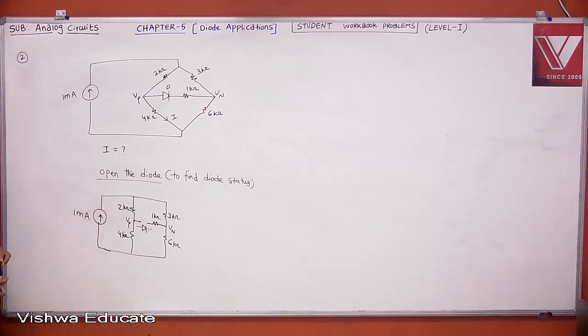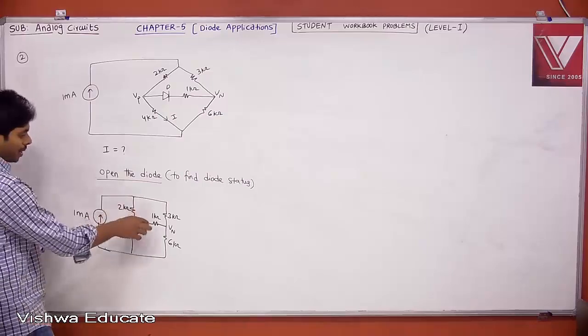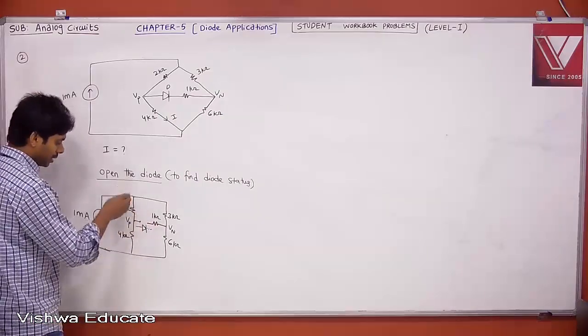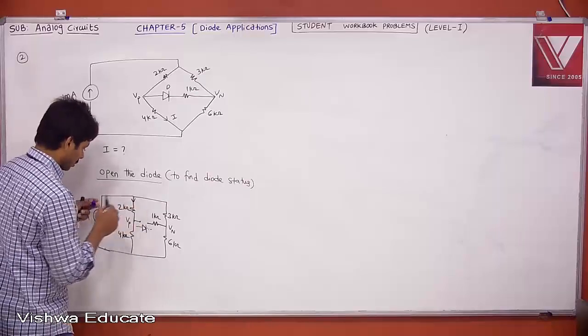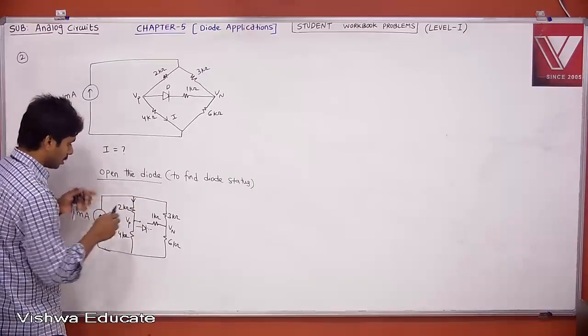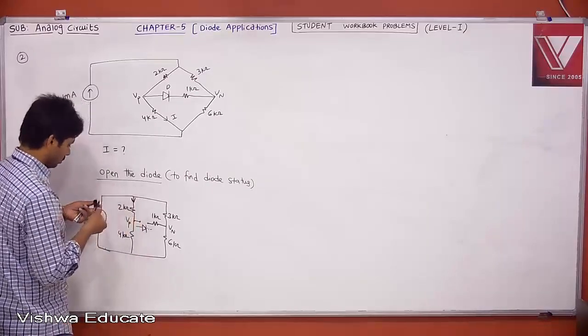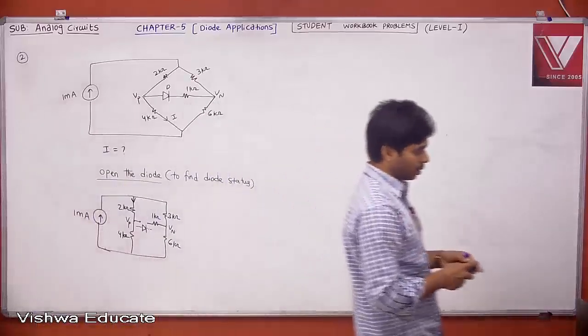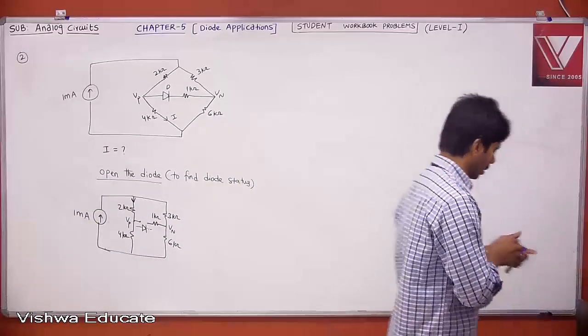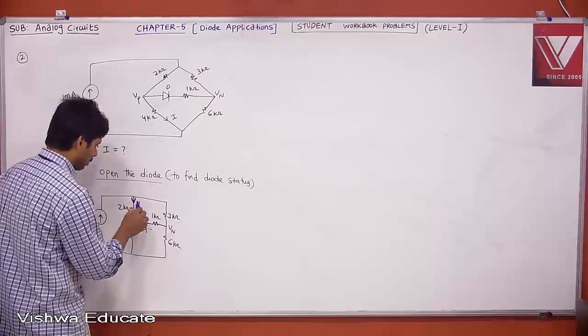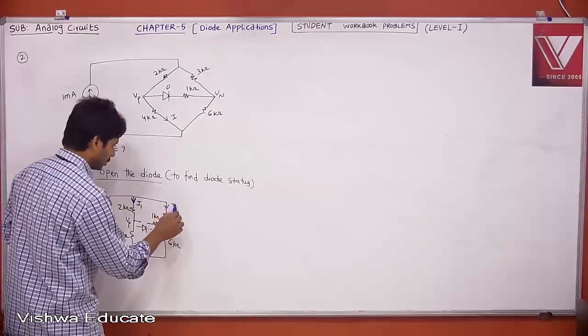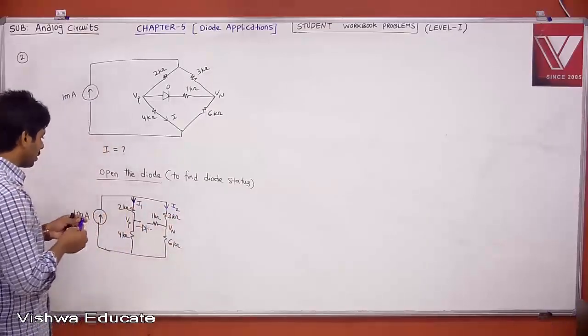This is a current division network. If it is open, there is no current flowing through this; it is simply a branch here, branch here. Both are black only. Let me call these currents I1 and I2.